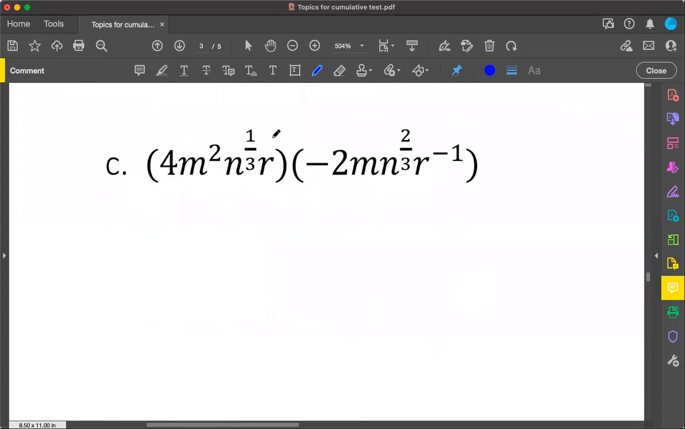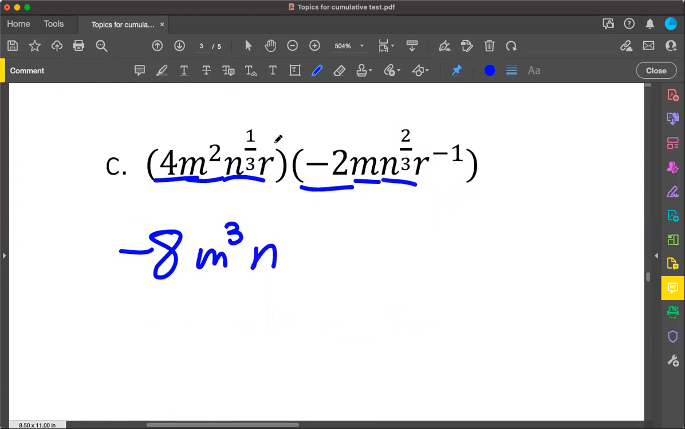Focus first on your coefficients. 4 times negative 2 is negative 8. m squared times m is m cubed. n to the 1/3 times n to the 2/3 is just n. And then r to the first times r to the negative 1 is just r to the 0, so there's nothing noteworthy there.